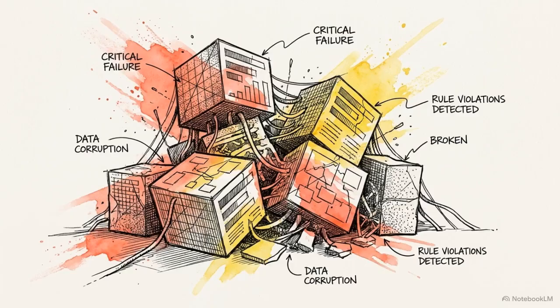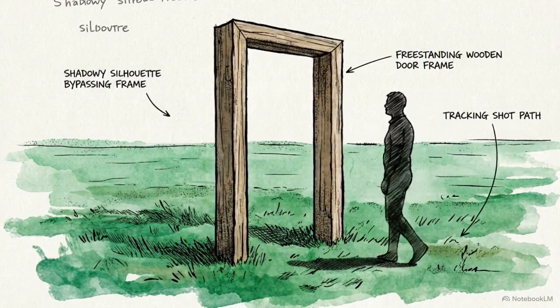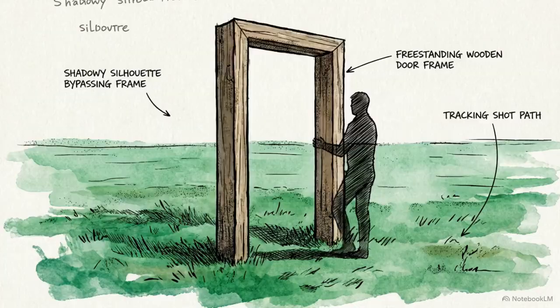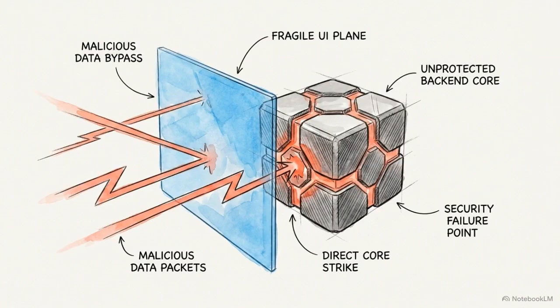Without strict API contracts and independently enforced business rules, a database quickly deteriorates into a corrupted garbage dump, destroying the application's underlying value. Relying on the front end to hide sensitive workflows is like putting a freestanding door in an open field. Attackers step right around it. Malicious actors bypass the UI entirely. They send raw requests directly to unprotected backend API endpoints.